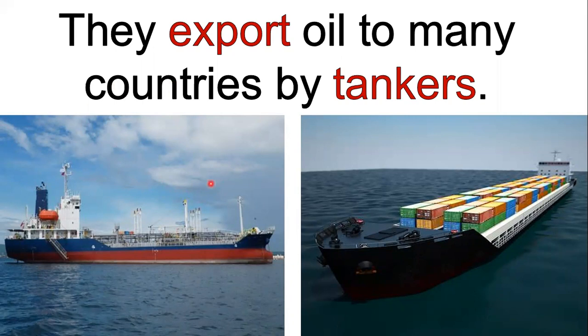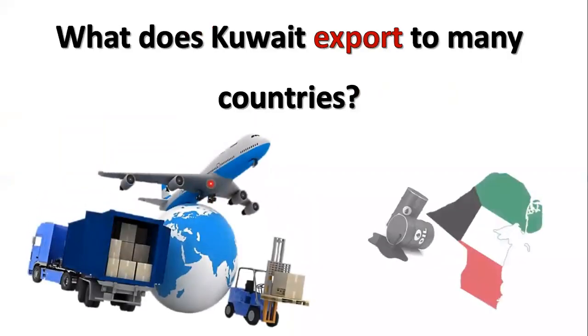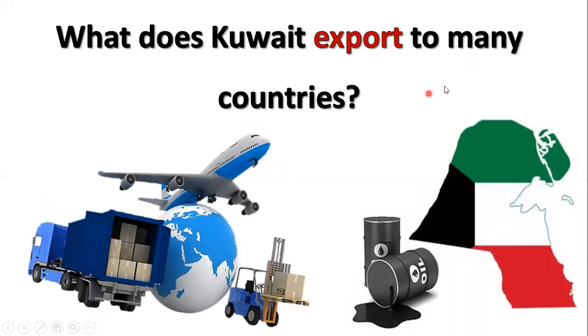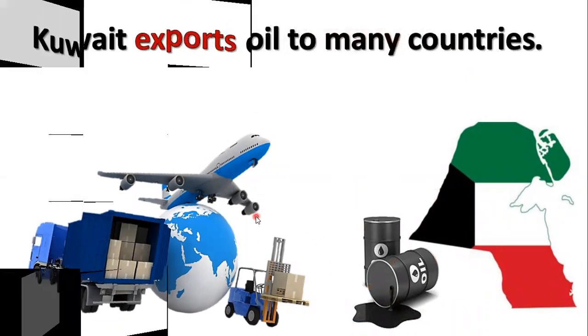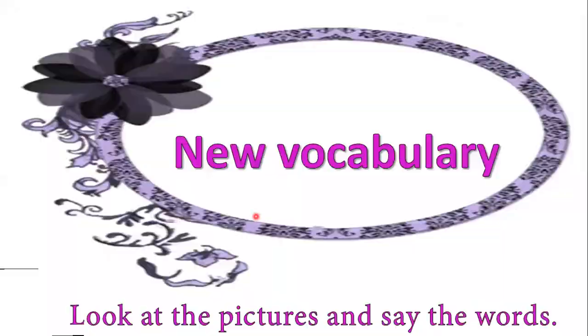Okay. For example, here in Kuwait, we don't produce iPhone, so we import it from the USA, for example. And Kuwait exports oil to the USA, to Europe, and so on. What does Kuwait export to many countries? The very famous thing that Kuwait exports is oil. Yeah, we have the verb export.